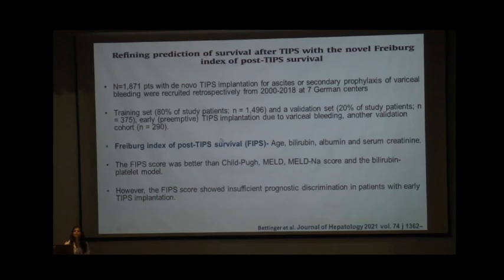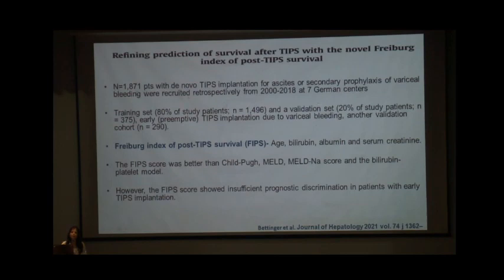So how do we do a risk prediction? We know about the MELD score, the MELD-sodium score, the Child-Pugh, which we've been using to identify patients who are more likely to develop liver failure or other complications post-TIPS. But this is a new index, the Freiburg index, and it was developed from a German multicentric cohort of patients. Seven German centers were included.